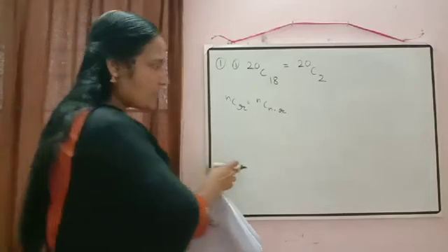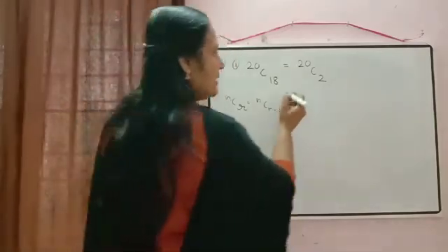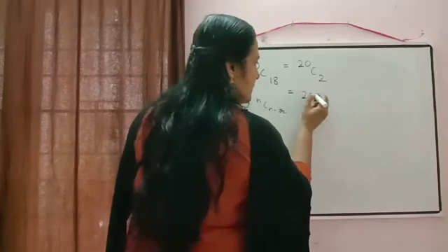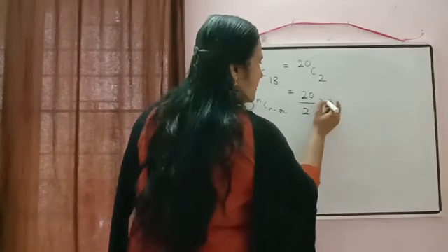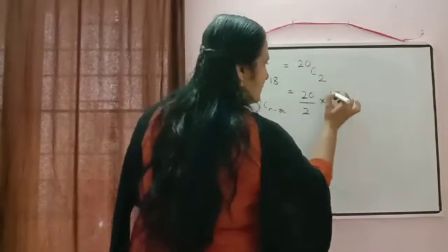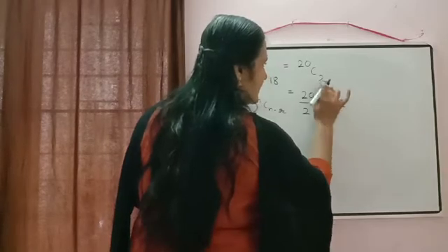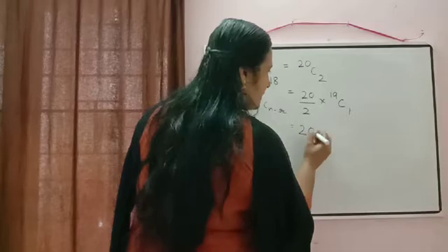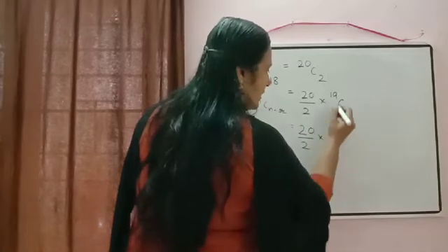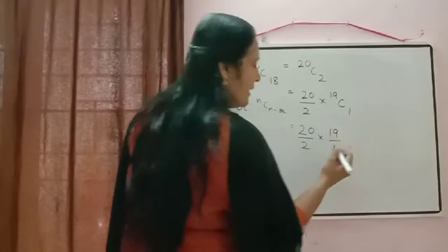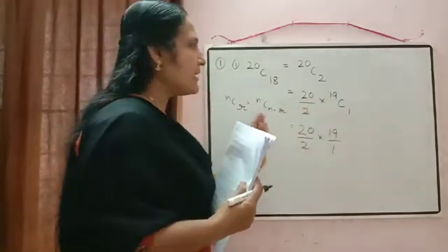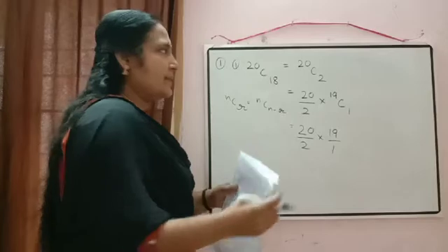Now we can use the last property which we wrote. According to that property, first 20 by 2 into 19C1, since 20 minus 1 is 19 and 2 minus 1 is 1. So again we can use the property: 20 by 2 into 19 by 1. If you want you can write down this step, otherwise we can directly go to multiplication.